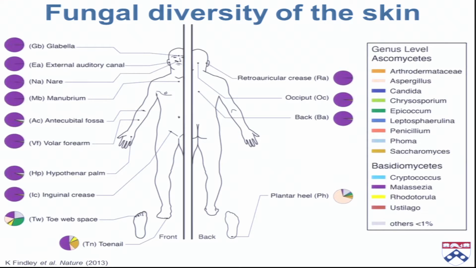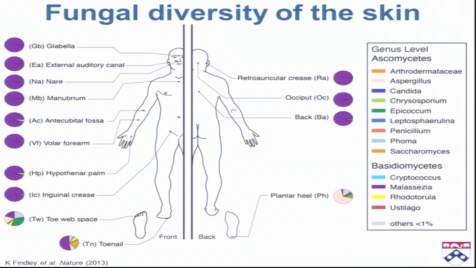So the fungal diversity of the skin is interesting because it's not very diverse at all. It's primarily composed of this organism called Malassezia, which is genus level. At the species level, it can be a number of different species, but this Malassezia, in order to culture it, you have to add olive oil to your culture media.